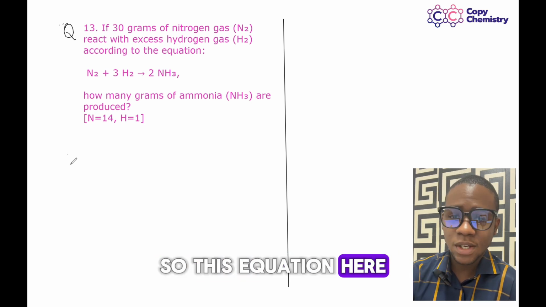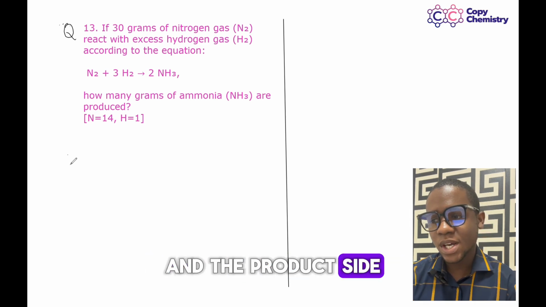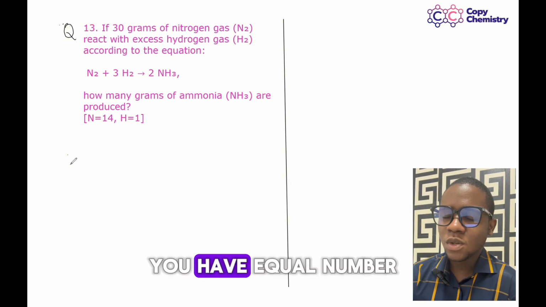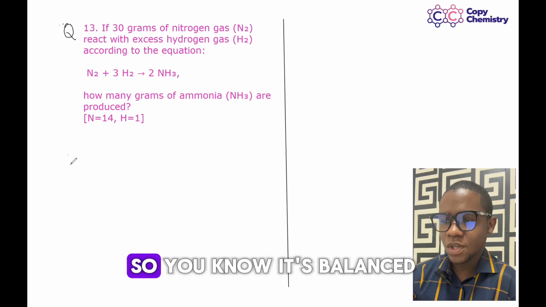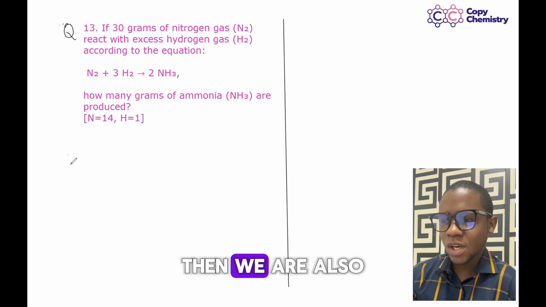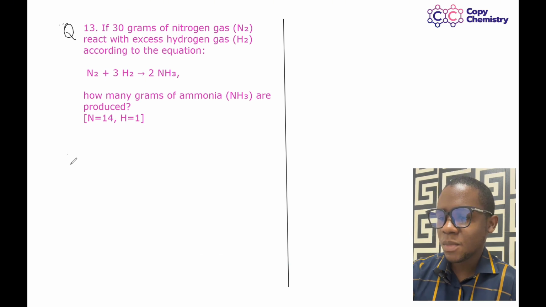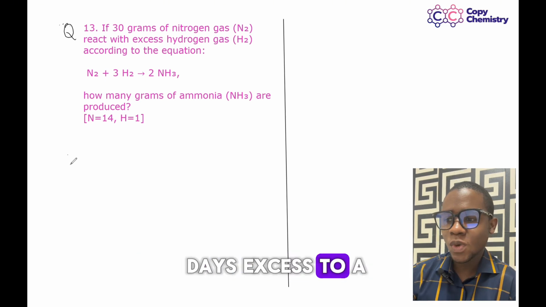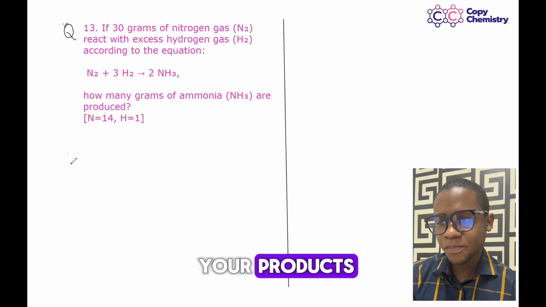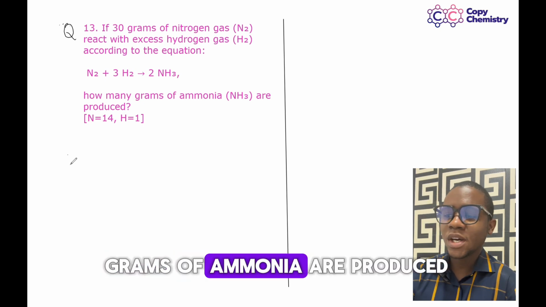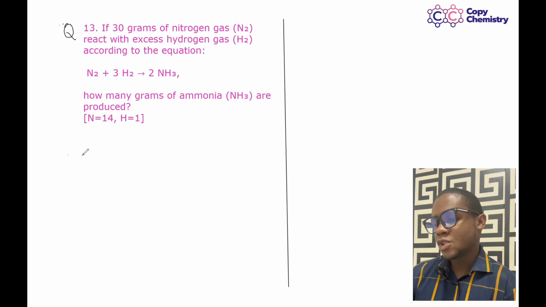So this equation here is balanced because if you check the left hand side, that's the reactant side, and the product side, which is the right hand side, you have equal number of nitrogen, equal number of hydrogen. Okay, so you know it's balanced. Then we are also looking at 30 grams of nitrogen gas, which should be our limiting reactant, because the hydrogen gas there is excess. So we're comparing our limiting reactant, as always. It has to be the limiting reactant with your products. Okay, so how many grams of ammonia are produced? You're comparing nitrogen and ammonia here. So that's it. So what do we do first?